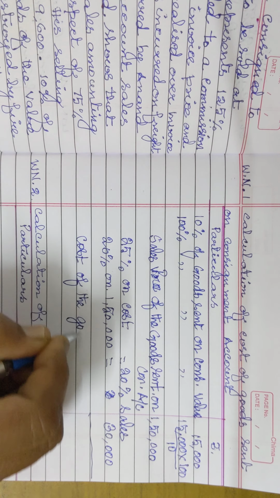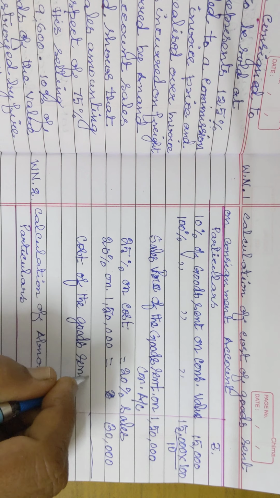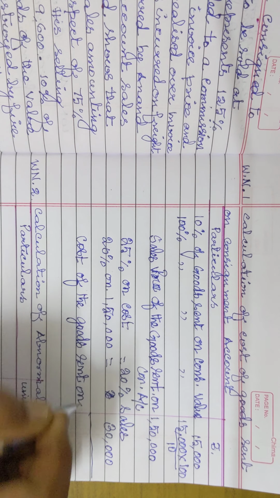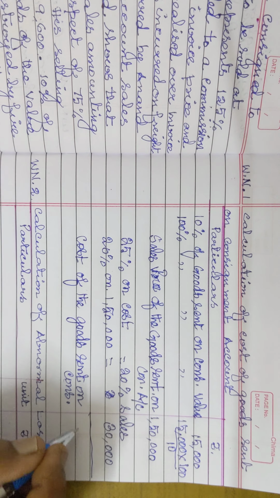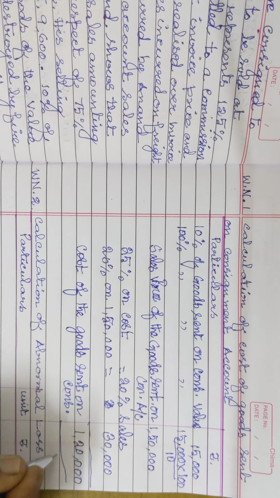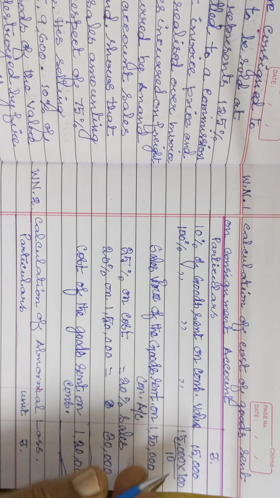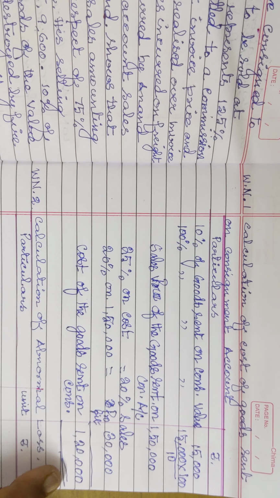So cost of the goods sent on consignment is equal to 1,50,000 minus 30,000, that is 1,20,000. What I did, I have eliminated the profit portion from the sale value. So this is the profit. Okay. So now I know the total cost of the goods sent on consignment account.